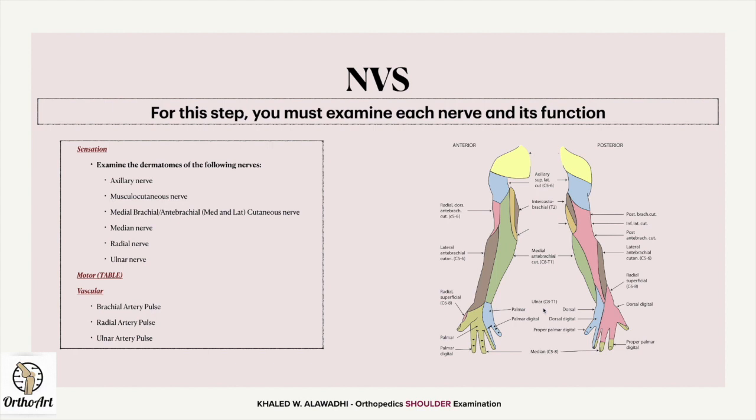Now vascular: you have to palpate for the brachial artery, radial artery, and the ulnar artery. So the brachial artery, this is the location, the antecubital fossa. So you palpate here. You go medially in the antecubital fossa and you palpate the brachial artery pulse. For the radial artery pulse, you go laterally and palpate the radial artery pulse, and then you have the ulnar artery at the same area. You palpate for the ulnar artery pulse.